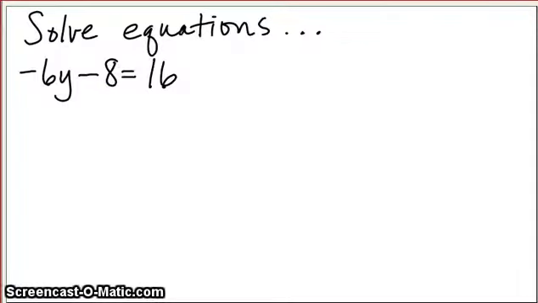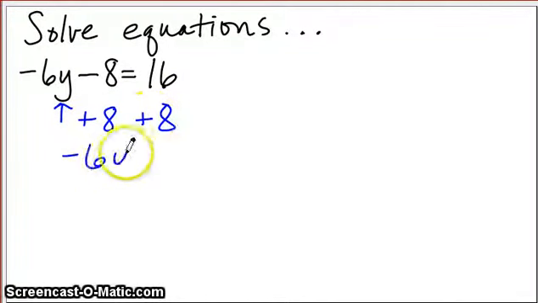All right, so let's solve this equation, kind of refresh your memory. I want to get y by itself. So the first thing I need to do is I've got to move this 8. How am I going to move this 8? Opposite operations always come to mind. Right now it's being subtracted from the 6y, so I'm going to add the 8. I'm going to have negative 6y equal to 16 plus 8. So I'm going to get 24.